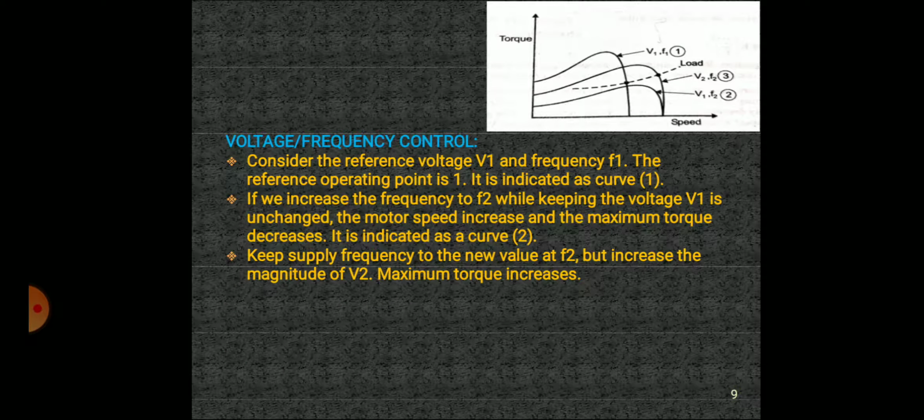Next one, voltage by frequency control method. Voltage by frequency control is one of the speed control methods of three-phase induction motor. The increase in the supply frequency increases the motor speed and also reduces the maximum torque of the motor. But the increase in voltage results in an increase in the maximum torque of the motor. If we combine these two features, we can achieve a control design by which the speed increases and the torque is kept the same. This is known as voltage frequency control.